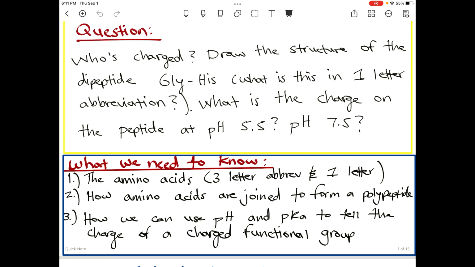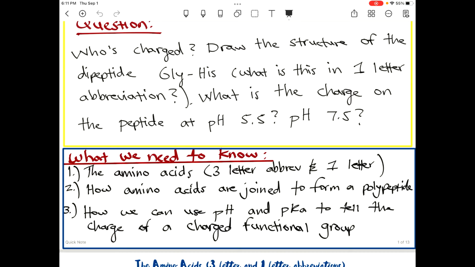I broke down what we need to know for this question. First, we have to know the amino acids. So we have to know both the 3-letter abbreviations and the 1-letter abbreviations on top of the structures of the amino acids. For the MCAT, you have to know the structures of the 20 amino acids, the 3-letter abbreviations, and also their 1-letter abbreviation. Pretty annoying, but you have to know them like the back of your hand. So this is a good way to ease into it and get used to it.